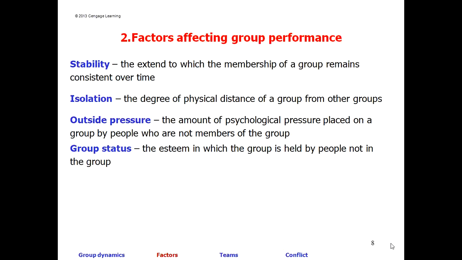Outside pressure is the amount of psychological pressure placed on a group by people who are not members of the group. That is the people who try to say, oh, you have not done this, or not finished the task, and the people who belong to another group. Group status is the esteem in which the group is held by people not in the group.